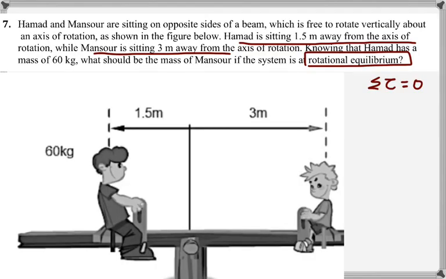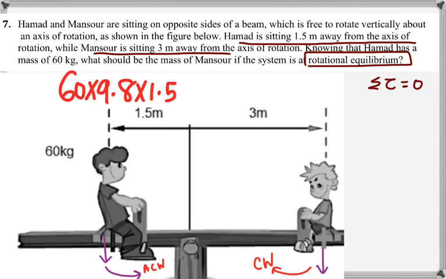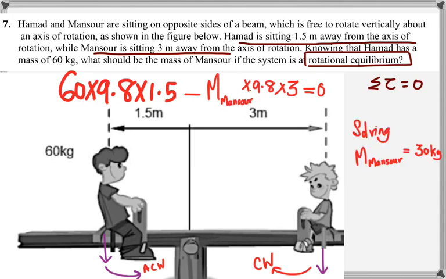Then the next question was very easy. It is again rotational equilibrium. There are two people sitting, 60 kg, the other one you don't know. The distances are given. We'll label clockwise and anti-clockwise. Then we'll make the equation. 60 multiply 9.8 multiply 1.5 positive. Mass of Hamad, which is not known. I'm sorry, this should be mass of Mansoor. So that's the mass of Mansoor. Multiply 9.8 multiply 3, it is negative. We solve for mass of Mansoor and we get the answer as 30 kgs.